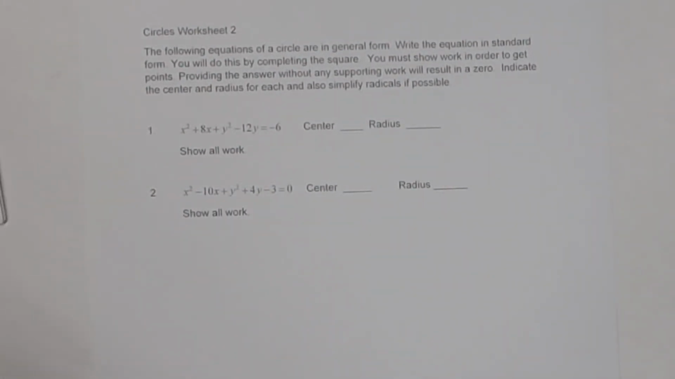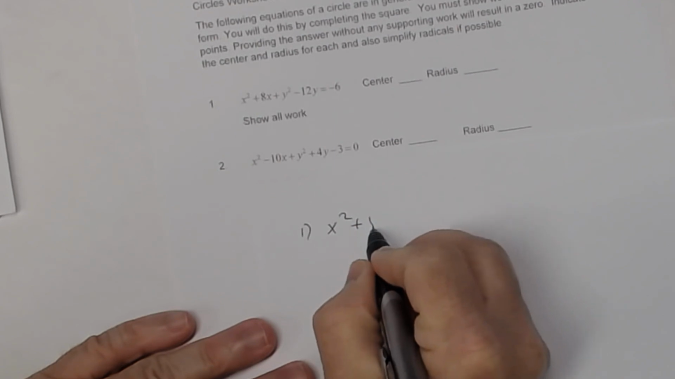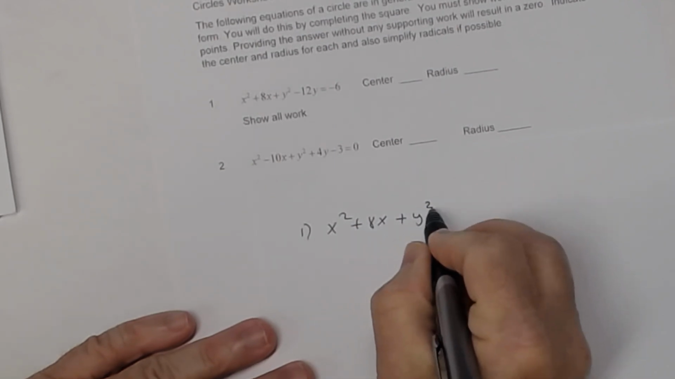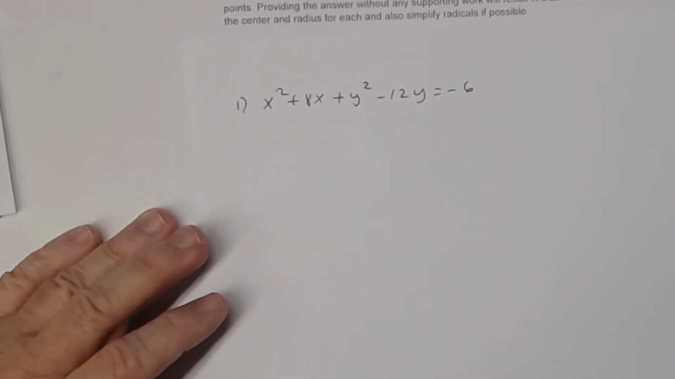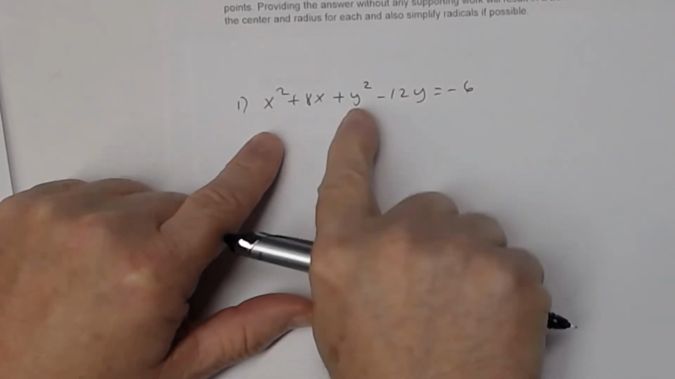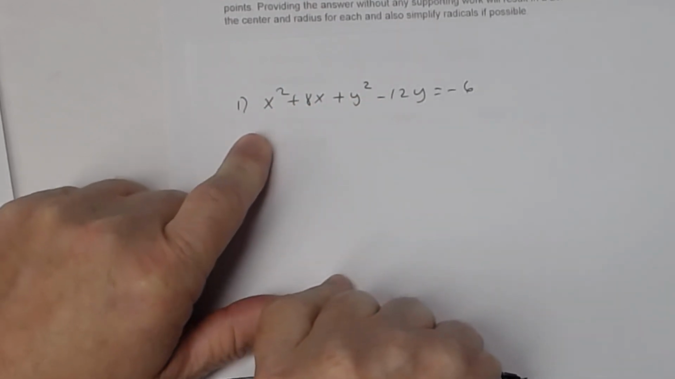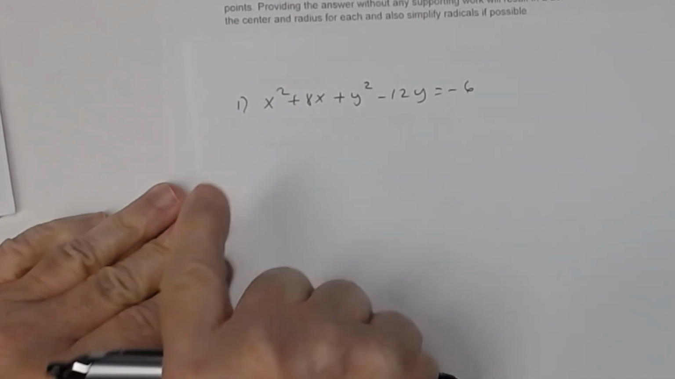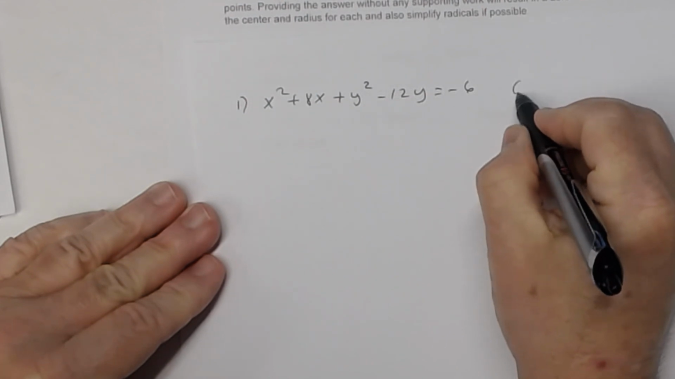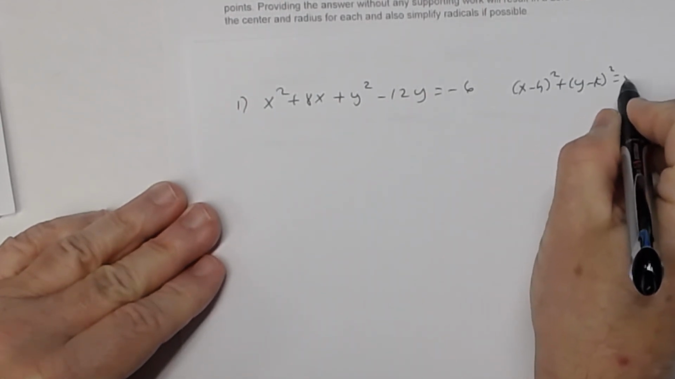All right, so let's look at number one. So remember what standard form looks like. So here's number one. We have x squared plus 8x plus y squared minus 12y equals negative 6. What I want to do is write this equation of a circle, and I know this is the equation of a circle because I have that 1x squared and that 1y squared. To get the equation of a circle, I want to put it in standard form. So standard form is (x minus h) squared plus (y minus k) squared equals r squared.